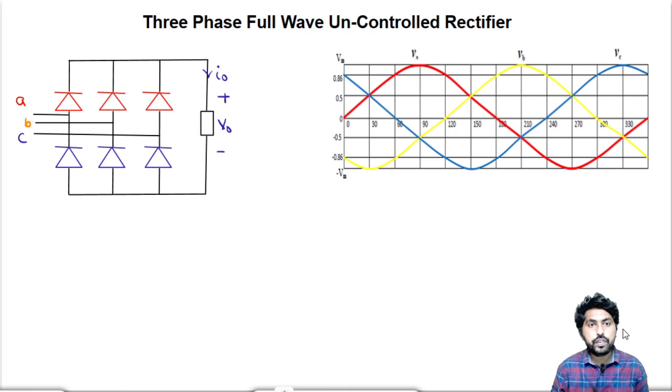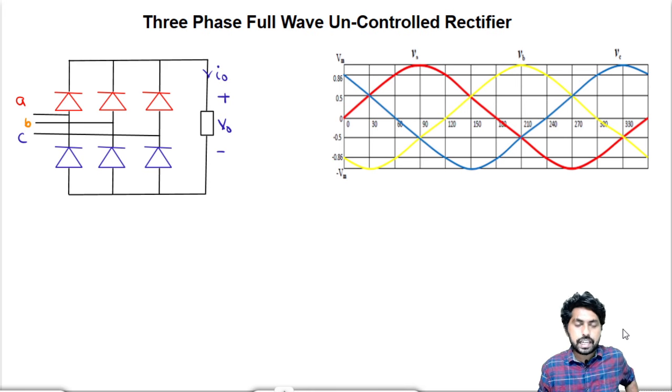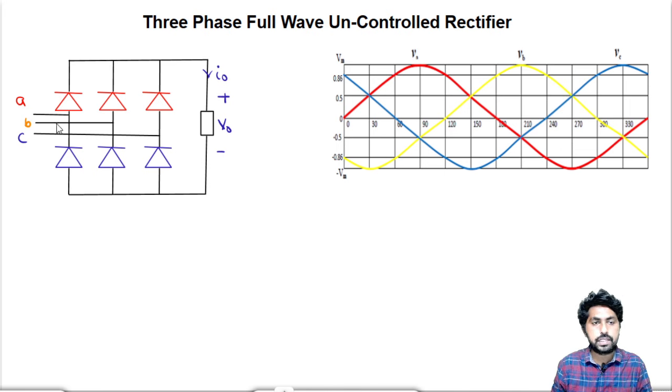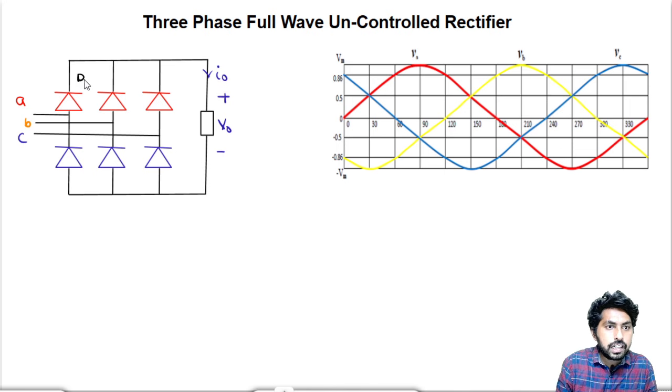So in this lecture, we are going to discuss three-phase full-wave uncontrolled rectifier. In case of full-wave uncontrolled rectifier, it contains 6 switches like a bridge. Each leg contains 2 switches. Let me name the switches: D1, D3, D5 are the top switches.